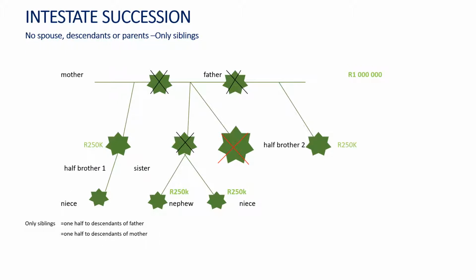So the principle is 1/2 to the descendants of the father, 1/2 to the descendants of the mother. So half brother 1 and a nephew will have 250,000 each, 50% of the mother's side. The niece and half brother 2 will have 250,000 each, which is 50% of the father's share.